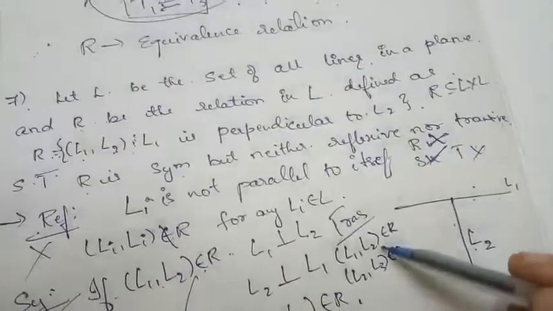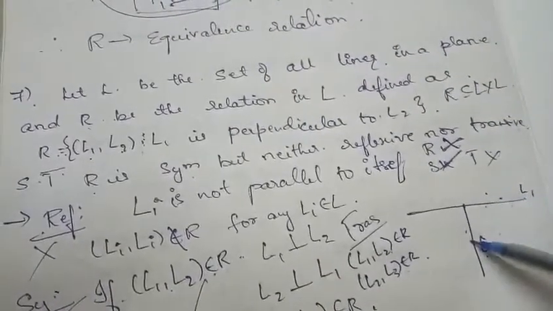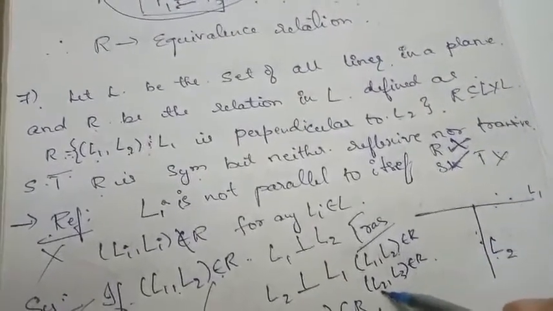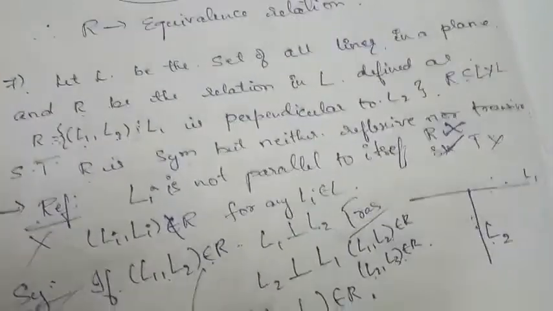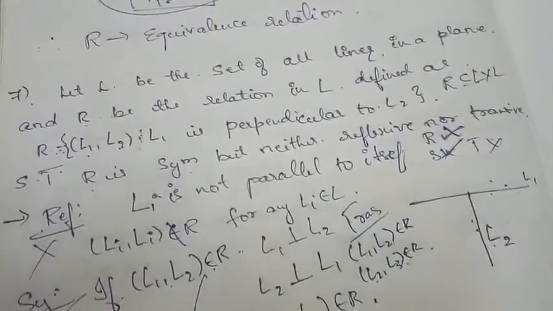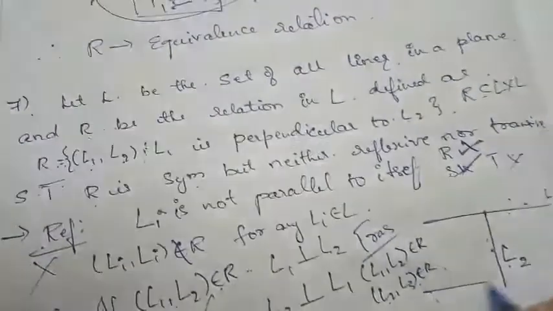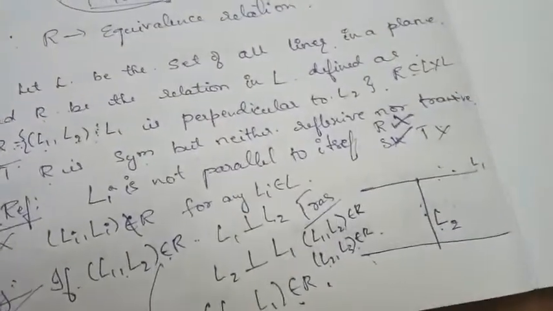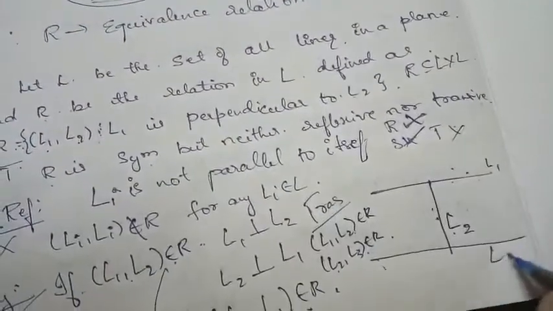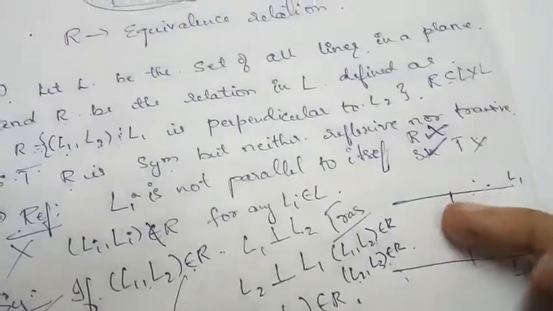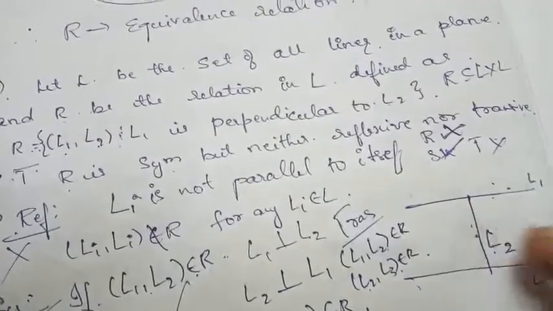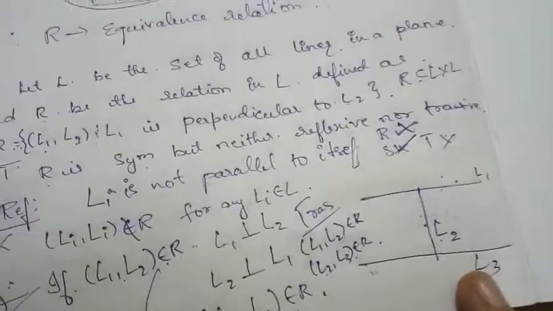So L1, L2 belongs to R means L1 is perpendicular to L2. Another, L2, L3 belongs to R means L2 should be perpendicular to L3. So this is the only way to draw the line L3. Okay, so L1 is perpendicular to L2 and L2 is perpendicular to L3.